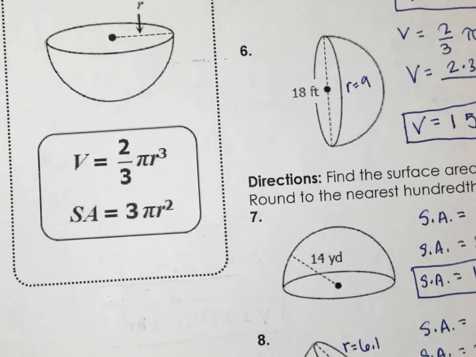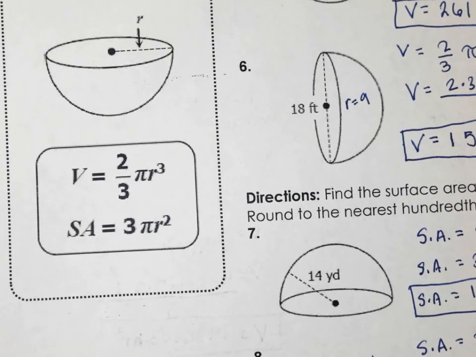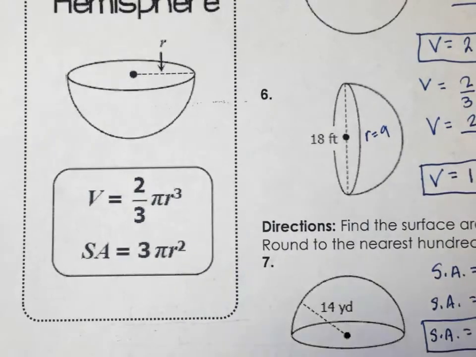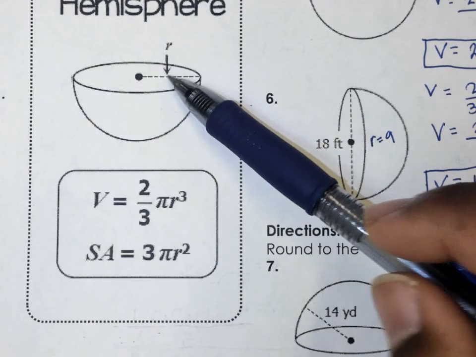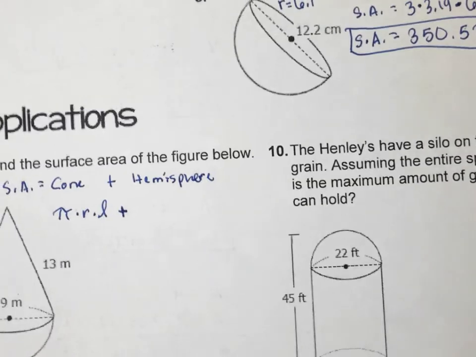I just told you up here, the surface area formula for a regular hemisphere is 3 pi r squared. Since we're not going to include this circular base, I'm going to take one of my circles out, and I'm going to make it 2 pi r squared instead.